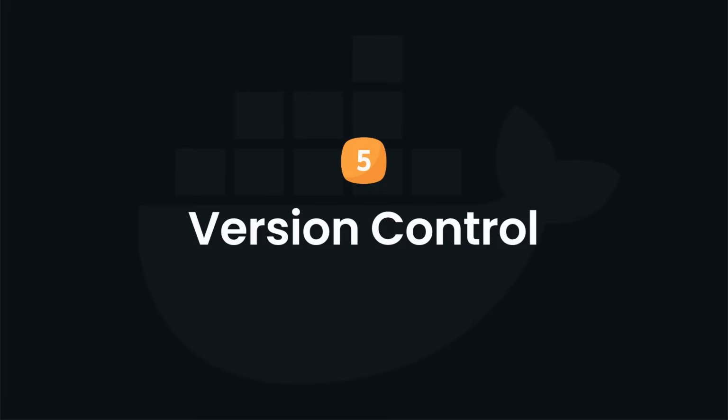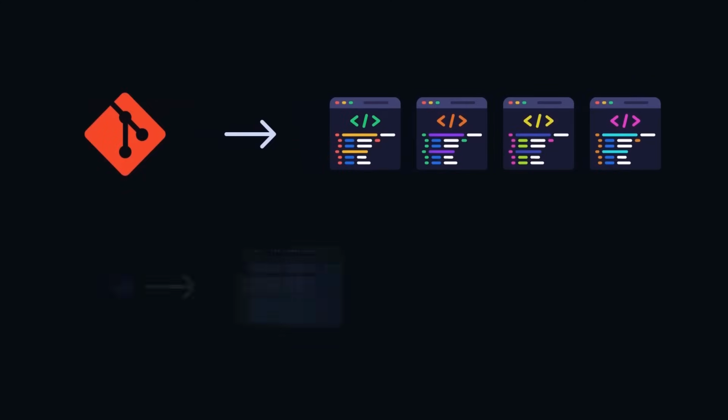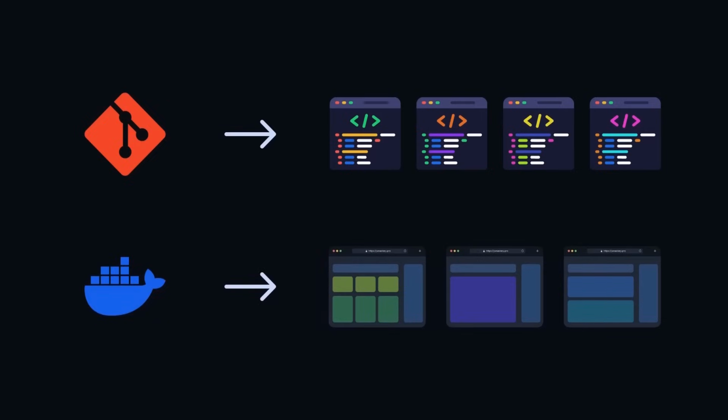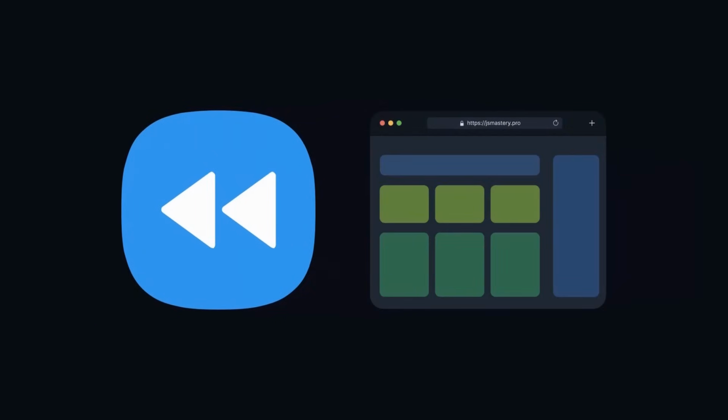It also helps with version control, as just like we track versions of our code using Git, Docker helps us track versions of our application. It's like having a rewind button for our app, so we can return to a previous version if something goes wrong.